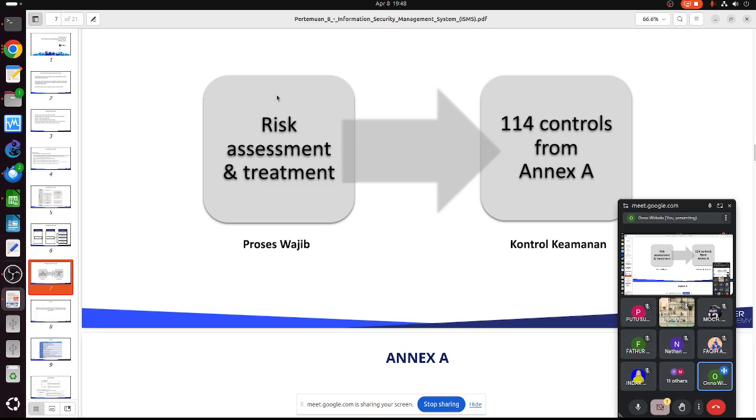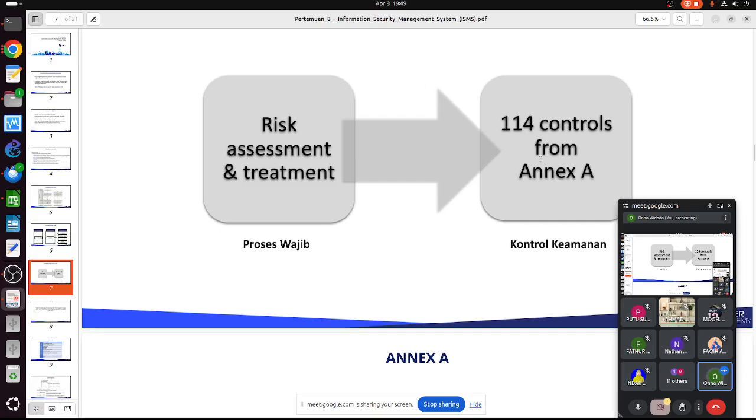So we do risk assessment. This is ISO 31000. We do the risk assessment. Sometimes you may also find applications to do risk assessment. There are applications to do these things as well.